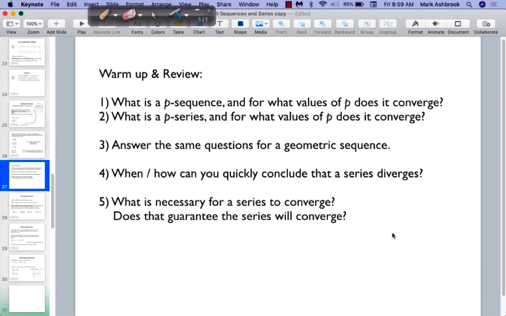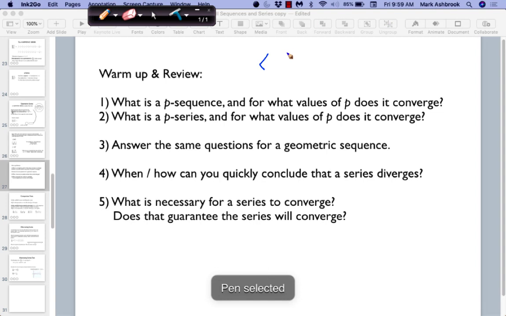What is a p sequence, and for what values of p does it converge, Johan? A p sequence is represented by 1 over i to the p exponent. And it converges when p is greater than 0. Got it. You did great. Just need to talk it out. Everything was perfect.